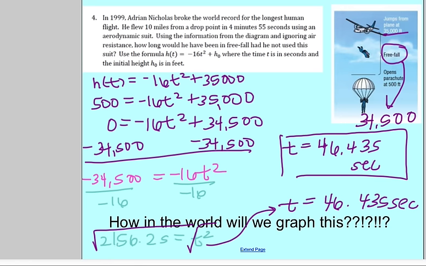Okay, one more word problem, and we'll probably just do this one algebraically.